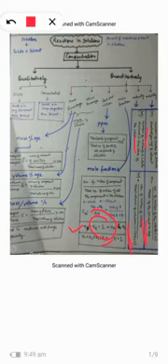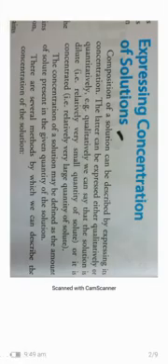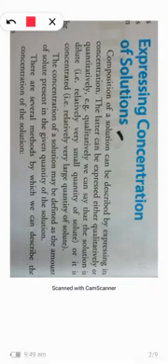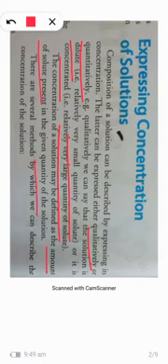So let's see next, in detail, expressing the concentration of solution. The composition of a solution can be described by expressing its concentration. The latter can be expressed either qualitatively or quantitatively, that we did. Qualitatively, we can say the solution is dilute, with relatively very small quantity of solute, or it's concentrated, with relatively very large quantity of solute. The concentration of a solution may be defined as the amount of solute present in the given quantity of solution. Getting my point? Amount of solute present in the given quantity of solution.